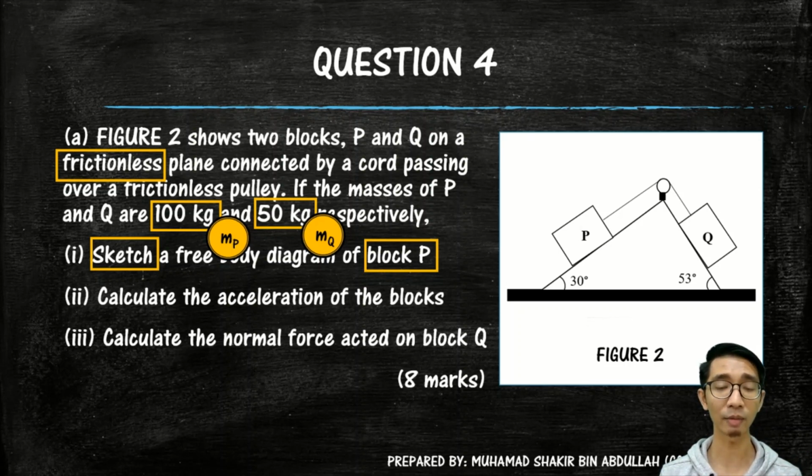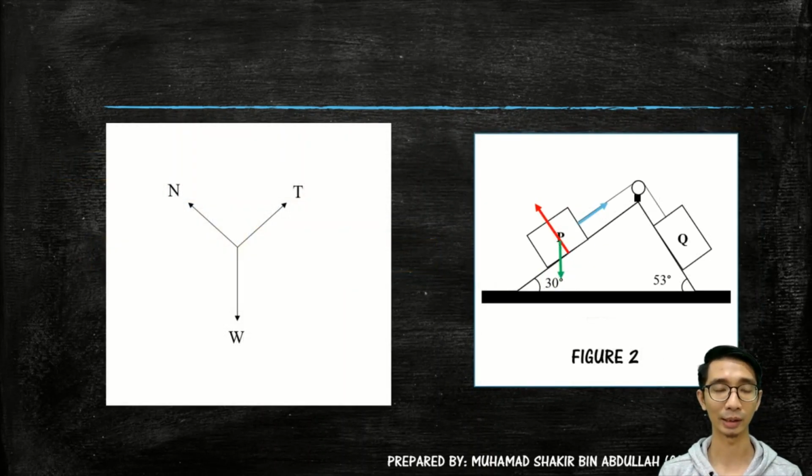Sketch a free body diagram of block P. If you want to sketch a free body diagram, you need to know what types of forces act on that object. In this case, I'm focusing on block P only. So here are our answers. I still have our figure attached here. The blue one indicates a tension, which resides inside the string. Ada tension yang ada dekat dalam tali. And now, the green one facing downward is your weight, based on the mass of block P.